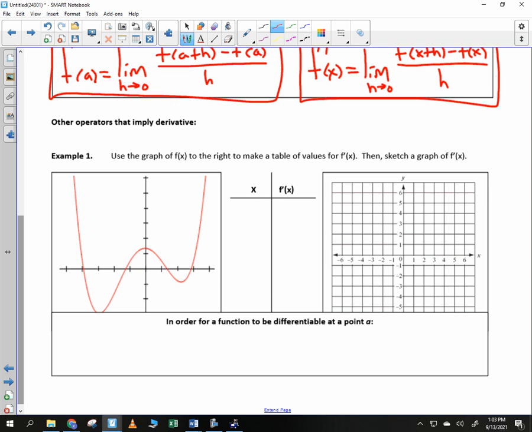So, you see operators that imply derivative. If you have f of x and you then write f prime, that means derivative. Another thing that means derivative is if you see this, dy over dx, that's an operator.